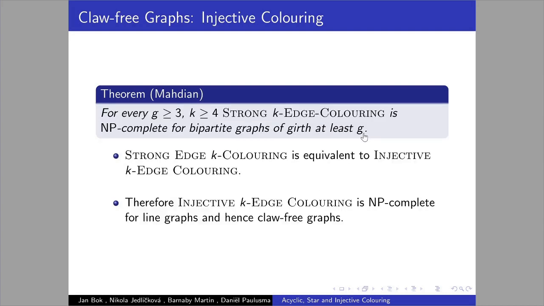And then finally injective colouring, so this was a known result that strong K-edge colouring is NP complete for bipartite graphs of girth at least G. And what we notice is that strong K-edge colouring is the same problem as injective K-edge colouring. So again, we get NP completeness for line graphs and hence for claw-free graphs.